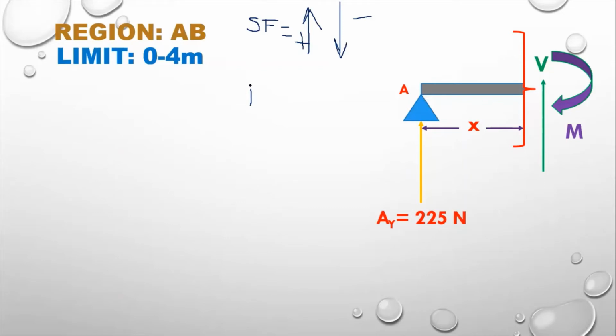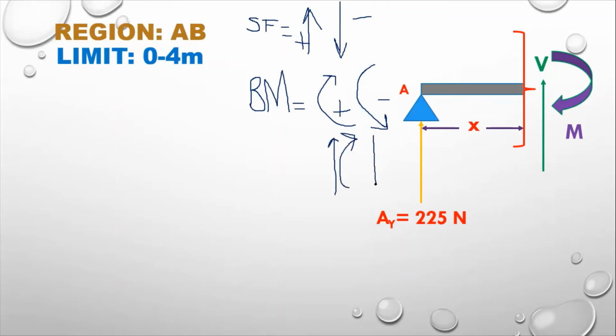And for bending moment, keep it in mind, you have to take the clockwise direction as positive, and the anti-clockwise direction as negative in this case. So what does it mean? If the upward force is here, it should rotate clockwise, and if the downward force is over here, it will rotate anti-clockwise, so it should be negative over here.